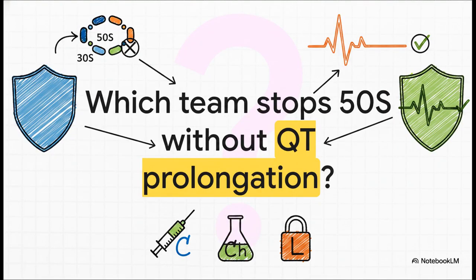All right, let's leave you with one final question to really test your newly acquired strategic knowledge. Which specific strike team will you deploy to stop a 50S ribosomal translocation without triggering QT prolongation? Think about it for a second. You know macrolides block 50S translocation, but they also cause QT prolongation. So how do you adapt?